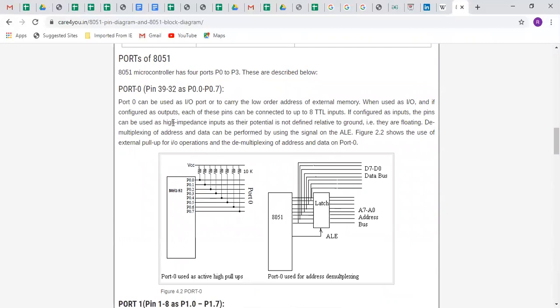The port 0 has port 0.0 to 0.7 from pin number 30 to 39. What we can see is that these IO ports are used to carry the low order address of the external memory. When used as IO and configured as output, each of these pins can be connected to 8 TTL outputs. These pins can also be configured as inputs. If configured as inputs, the pin can be used as a high impedance input, as its potential is not defined relative to the ground.